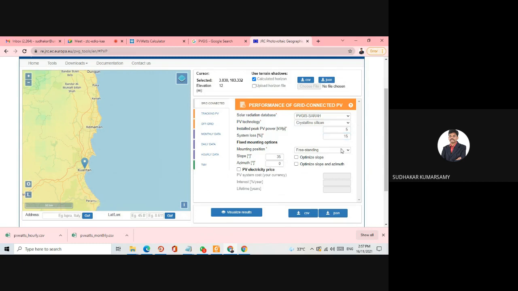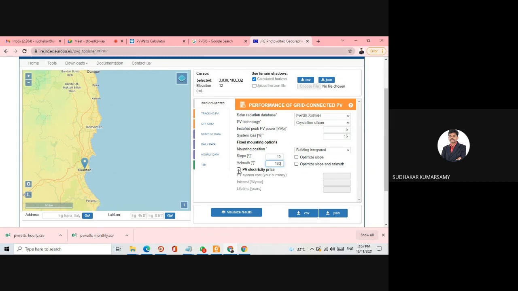Then what type of mounting you want to have? Is it freestanding or building integrated? Okay, let's say I keep building integrated. Then you can keep the slope. What angle I'm going to keep? I'm going to keep it at 10 degree. Azimuth, what angle I should keep? 180 degree for south facing.